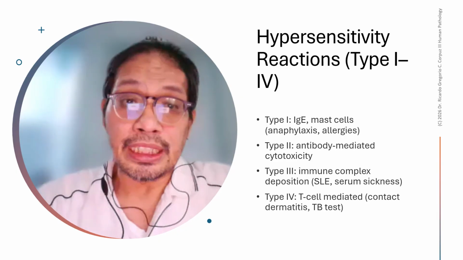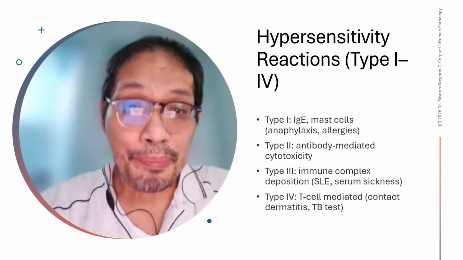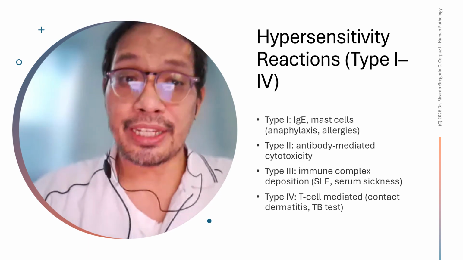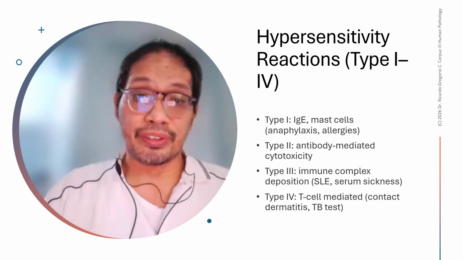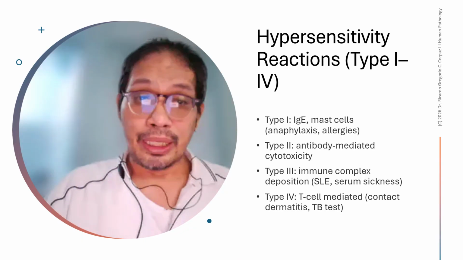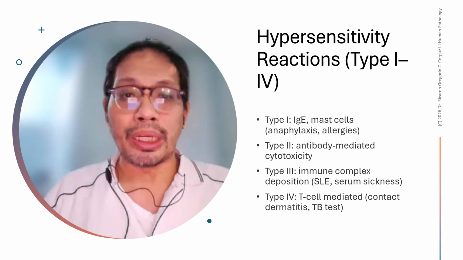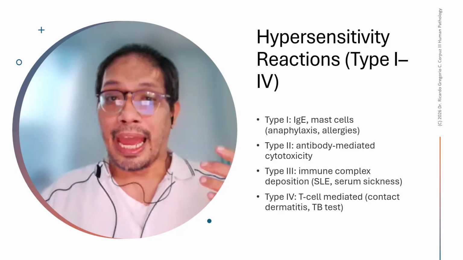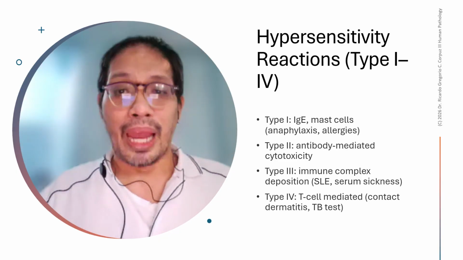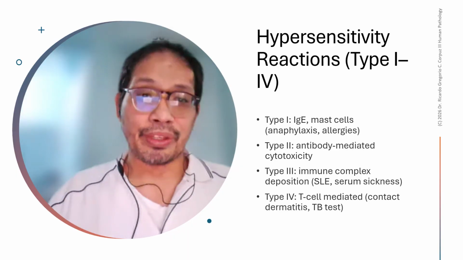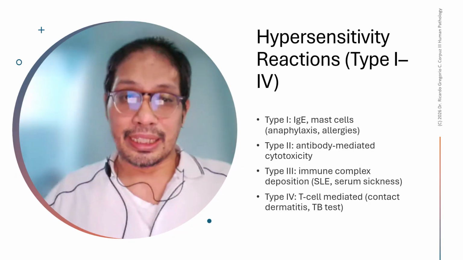So hypersensitivity reactions, this is type 1 to 4. Hypersensitivity reactions are exaggerated or misdirected immune responses that cause tissue injury. They are the classic way we categorize immune-mediated damage. Type 1 is the immediate, IgE-mediated, triggered by allergen binding to IgE on mast cells. Rapid release of histamine, leukotrienes, and prostaglandins.